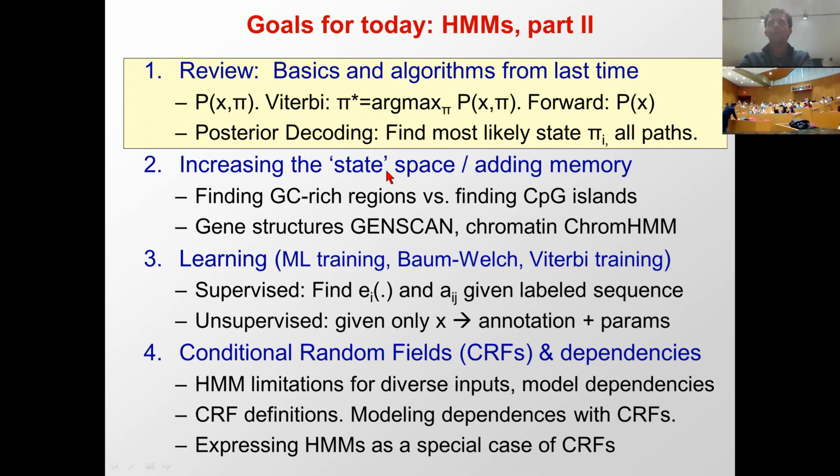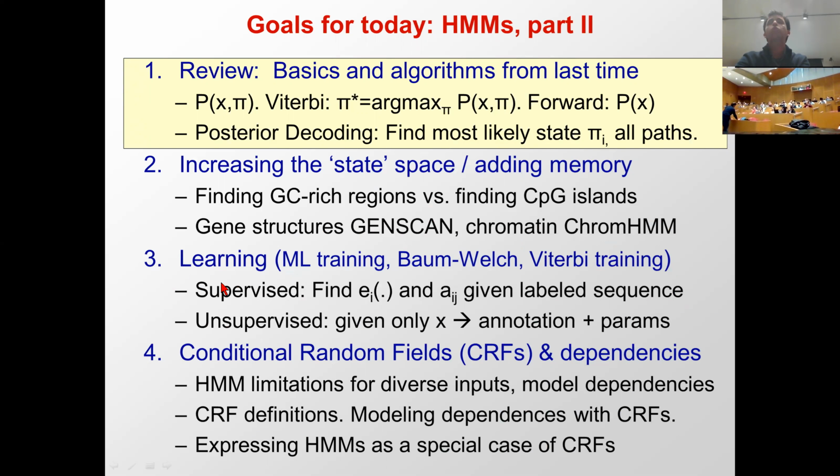So basically, how do we increase the state space? How do we add memory? So these processes, Markov chains, are memoryless. How do you encode memory? By increasing the state space. So we're going to look at two examples of increasing state space. So first, how do we find CpG islands, so dinucleotides, to remember the previous nucleotide. And then we're going to look at two real-world examples, so GENSCAN and ChromHMM. One for finding genes, the other one for annotating non-coding regions.